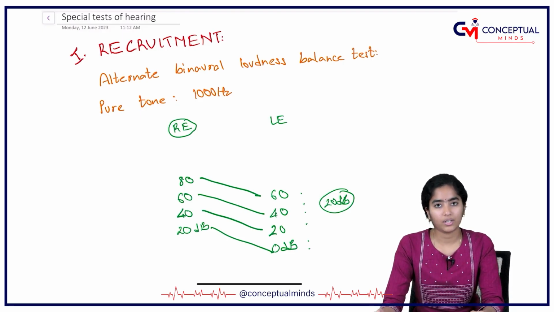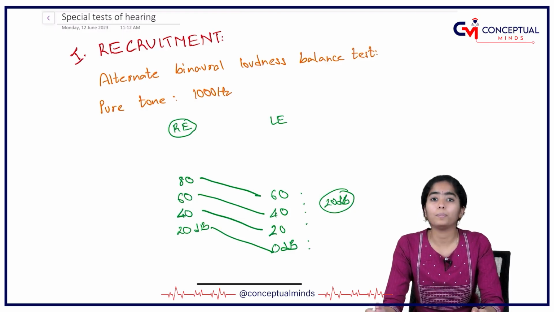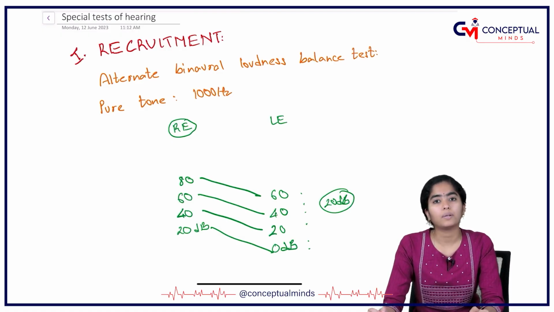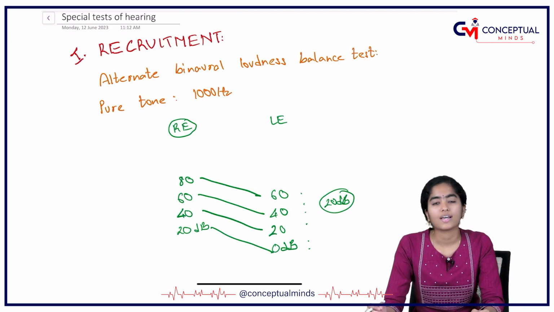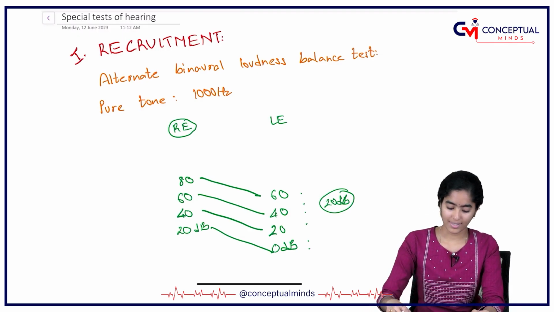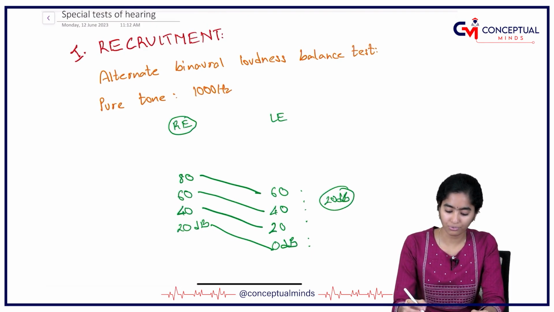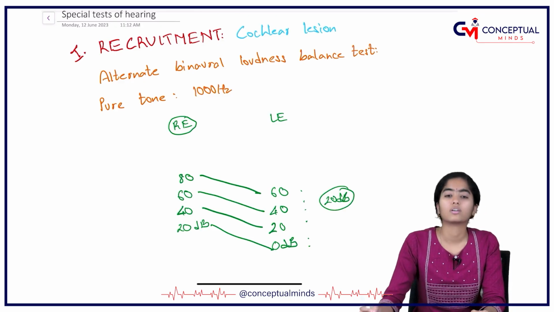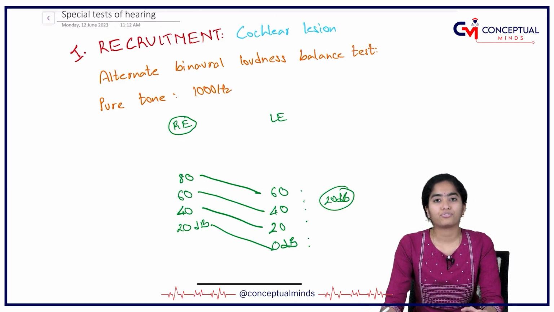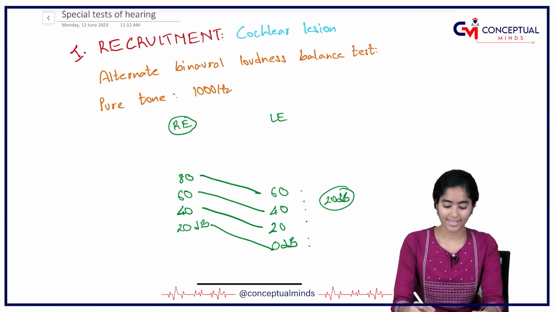In sensory neural type of hearing loss, the defect could be either in the cochlea or beyond the cochlea, in the 8th nerve or somewhere in the auditory pathway. Now this phenomenon is observed in cochlear pathology. So this test can distinguish cochlear lesions from retrocochlear lesions. Recruitment is a phenomenon of cochlear hearing loss. So this is our first type of special test.